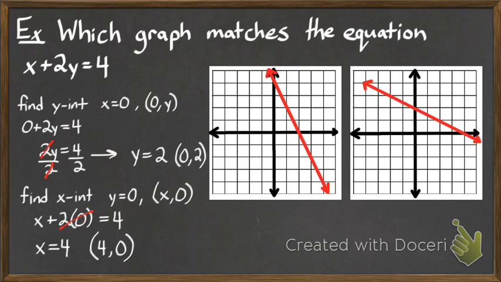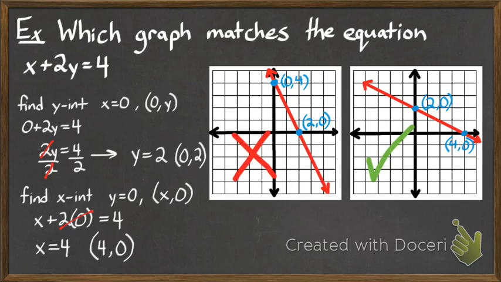So now what we've got to do is match these points up and plot them and see which line they fall on, and that'll show us which linear graph matches this equation. So in our first graph, we get a y-intercept of (0, 4) and an x-intercept of (2, 0). In our second graph, we get a y-intercept of (0, 2) and an x-intercept of (4, 0). So from what we've just found out, we know this matches our second graph.